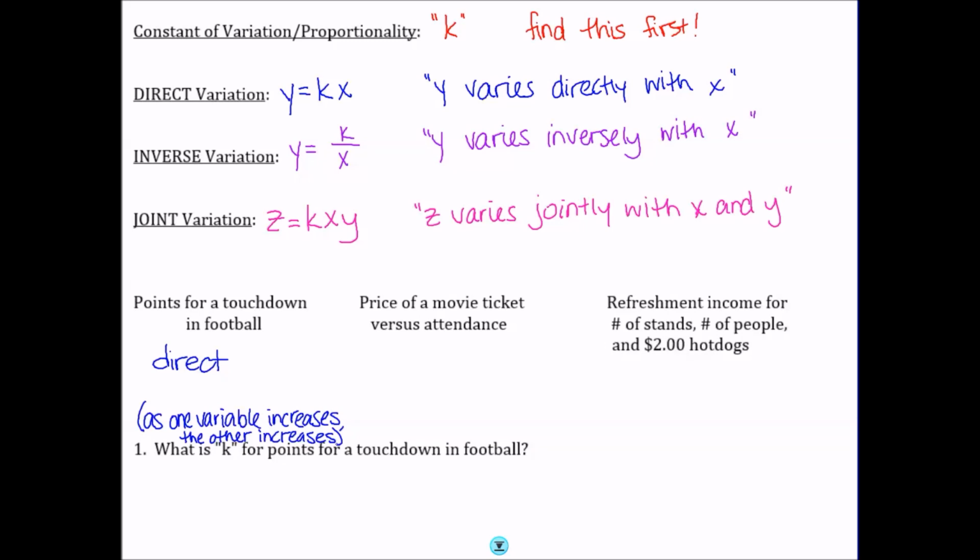Next, we have the price of a movie ticket versus how many people go see that movie. So we're comparing how much the ticket costs and how many people actually go see the movie. This would be an example of inverse variation. If the ticket is too expensive, fewer people are going to go see the movie. So as the ticket price increases, the attendance would decrease. But if the ticket price decreases, or the ticket gets cheaper, generally the attendance will increase. People will be more likely to go see that movie.